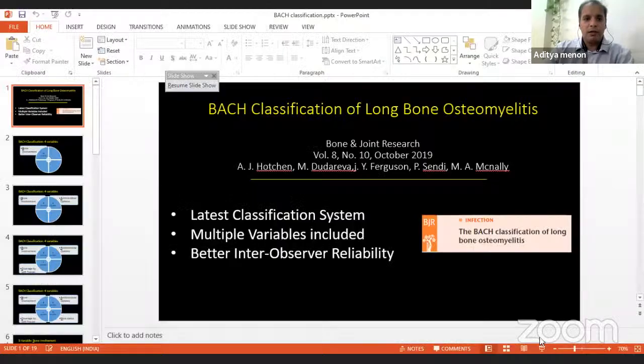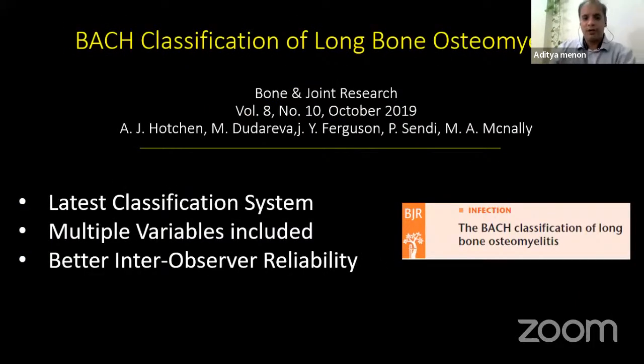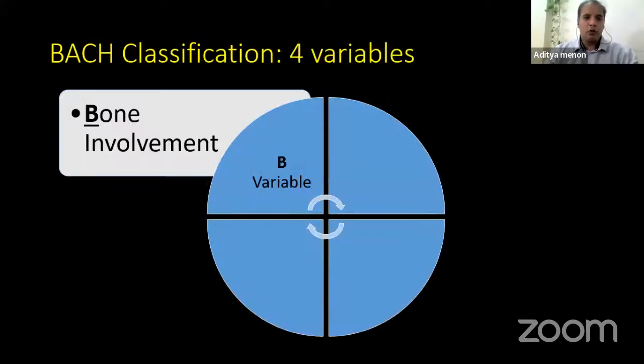But there were certain drawbacks with Cierny-Mader as far as the clinical application. It wasn't very clear what we can do as far as the microbiome is concerned or the soft tissue is concerned. For that, another classification was described in 2019 in the Journal of Bone and Joint Research. It included multiple variables. It's called the BACH classification. What the authors said was it had better inter-observer reliability.